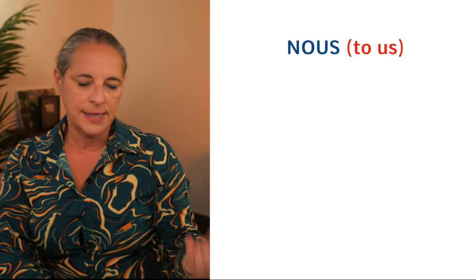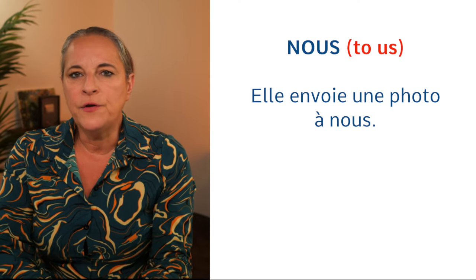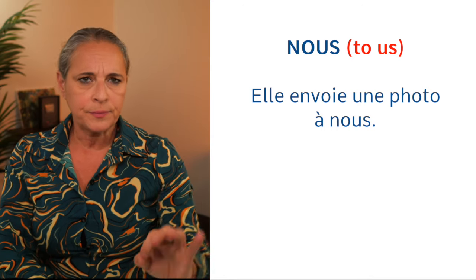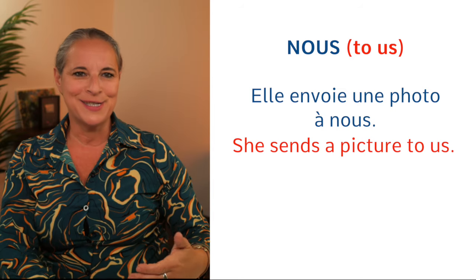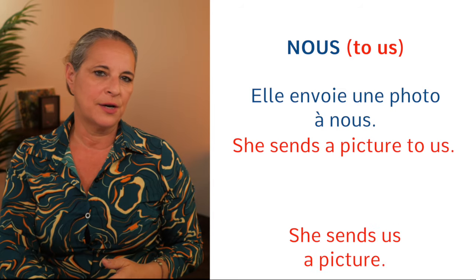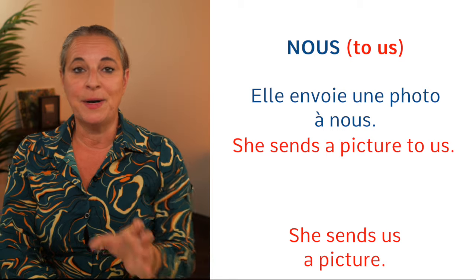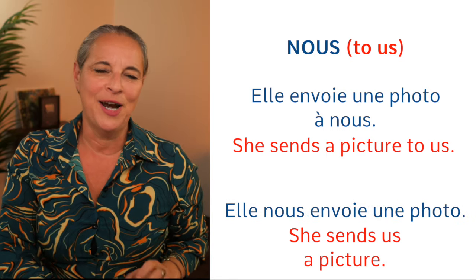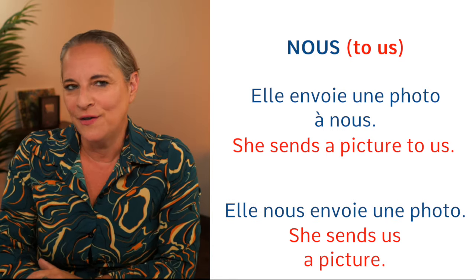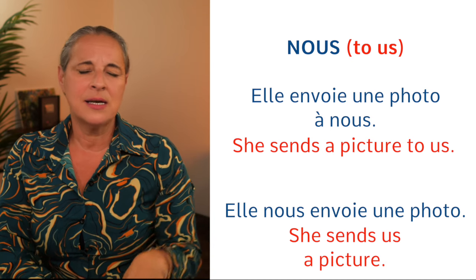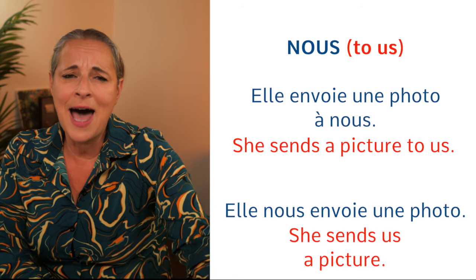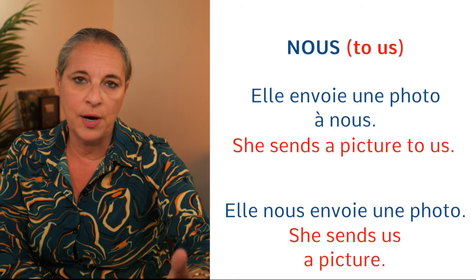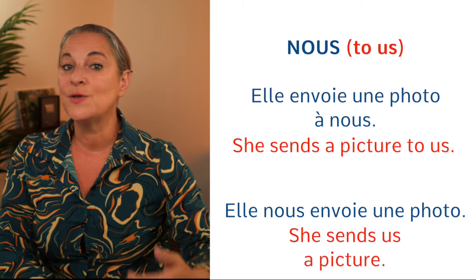Let's have a look at the way we translate to us, nous. For example, elle envoie une photo à nous. She sends a picture to us. Or we want to say she sends us a picture. So we would use nous to replace à nous. For example, elle nous envoie une photo. She sends us a picture. Here, the verb we are using is envoyer à, to send to someone, or envoyer à quelqu'un.